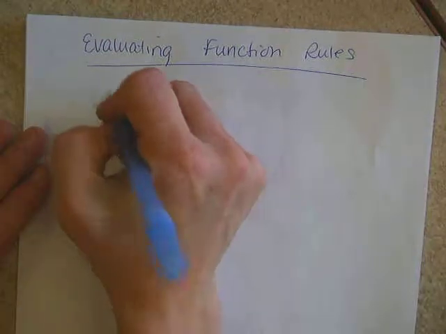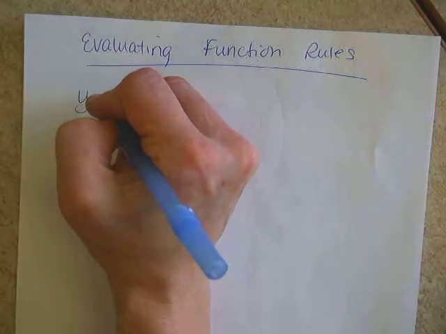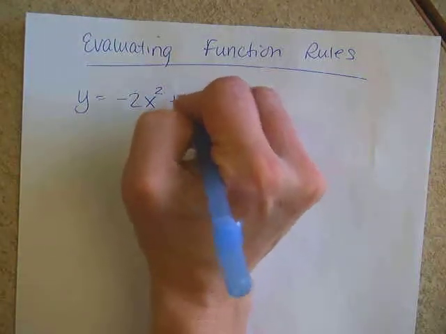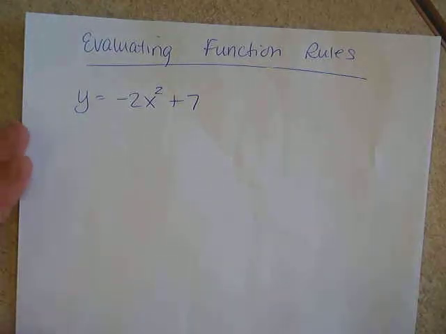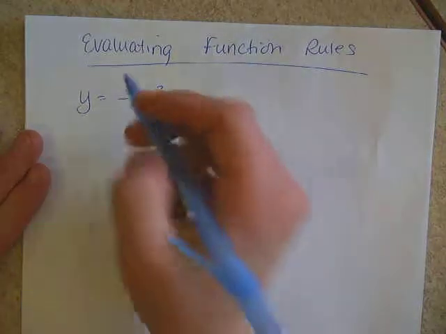So a function is like a machine. Say we have y equals negative 2x squared plus 7. And jump right to a big one here because we're short on time. Okay, this is an equation you've seen before.